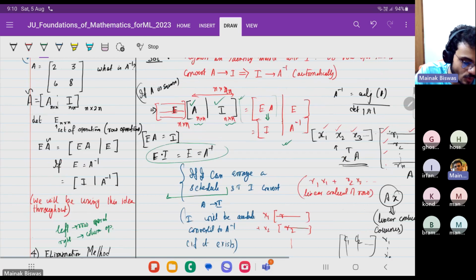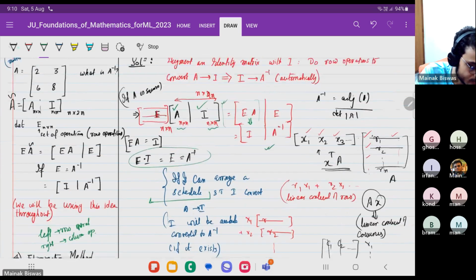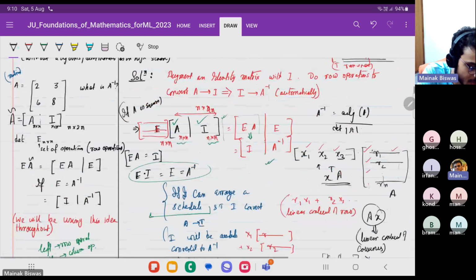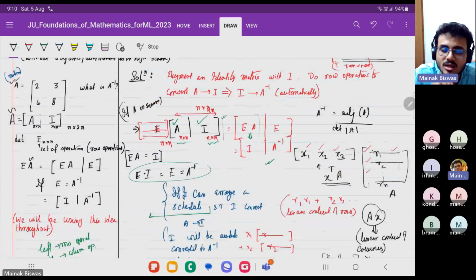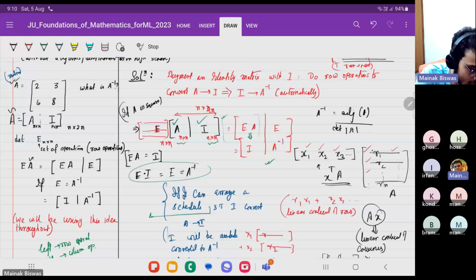So now someone tell me what will be the steps that I'll be following. I have this matrix A. I'll be trying to convert it to an inverse matrix. So first step, what will I do? I'll do this question at the end.